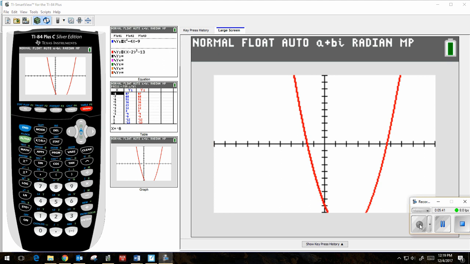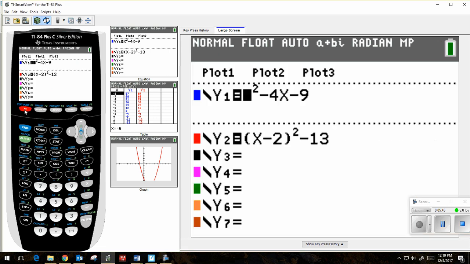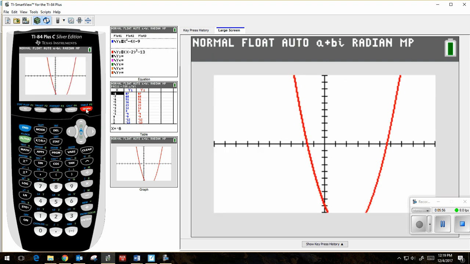So at this point, you should have your calculators out and you should have graphed your two equations. So in y equals, in y1, which is blue, is my x squared minus 4x minus 9. And in y2, which is red, I have the (x minus 2) squared minus 13. So when I hit graph, you're going to notice that you only see one picture. And if you were watching while the calculator graphed it, it actually graphed the blue equation, and then the red equation got graphed directly on top of it.